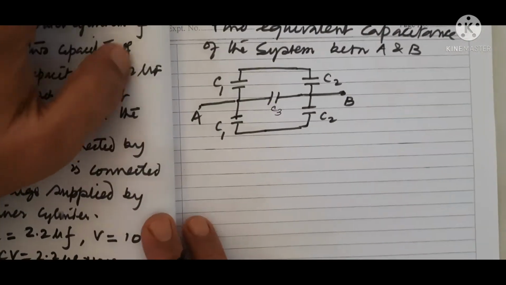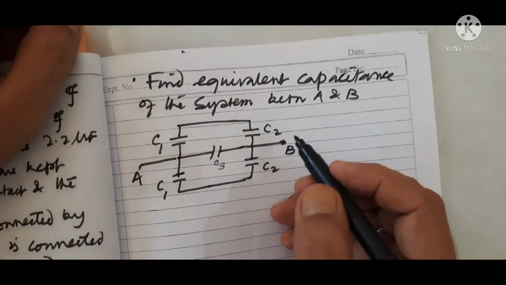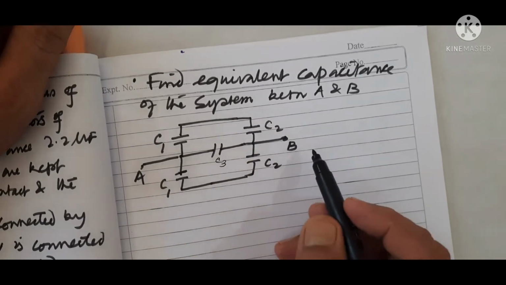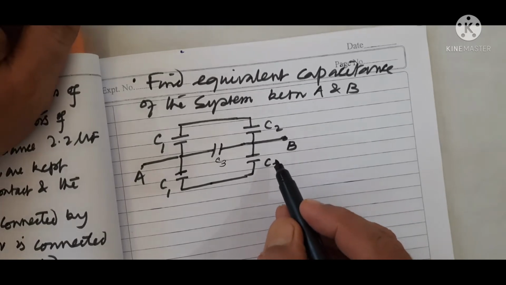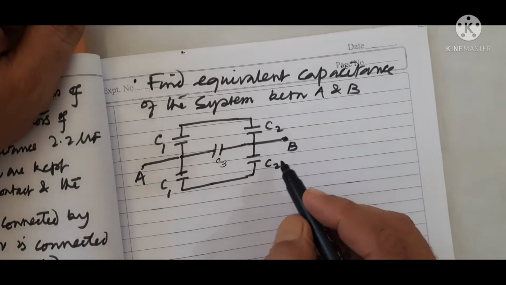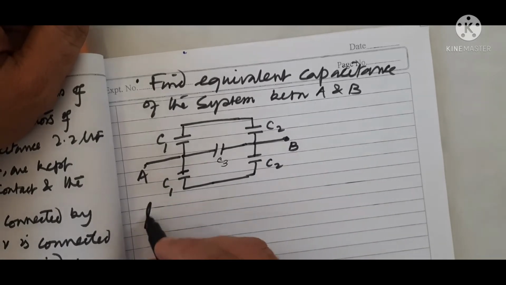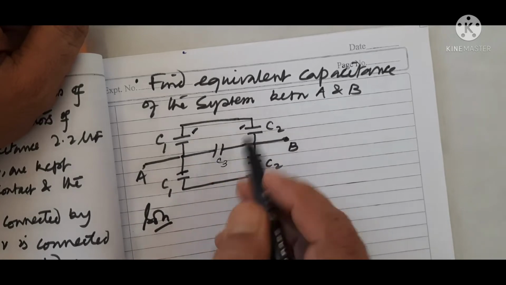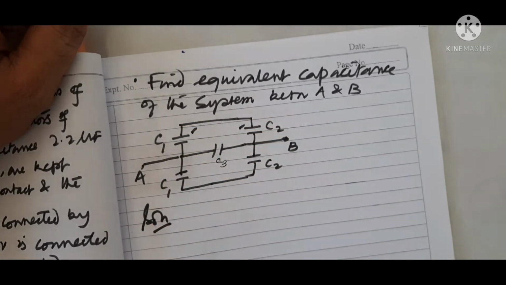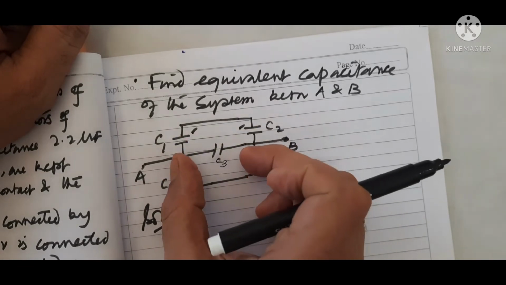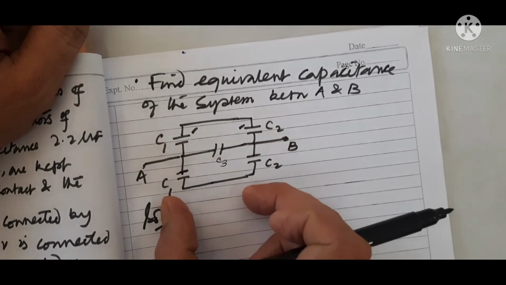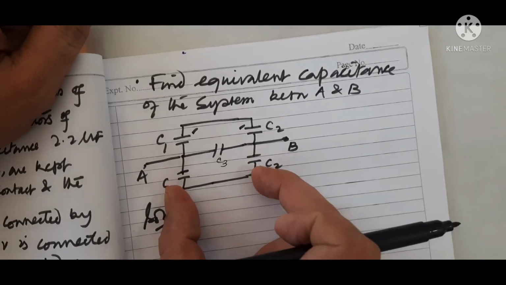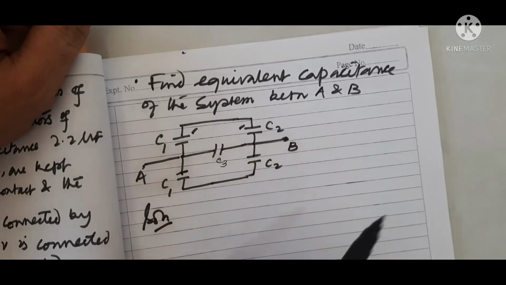Another question. Find the equivalent capacitance of the system between A and B. What do we have to find between A and B? Equivalent capacitance. So what we are going to see here: these two, this and this, are in series, and the resultant of these two is in parallel with C3. Here also C1, C2 are in series, and the resultant of C1, C2 is in parallel with this C3.